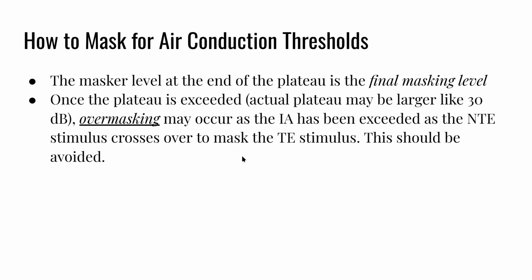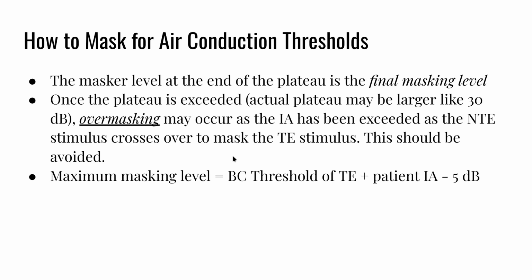The actual plateau may be larger than 30 dB. Once the plateau is exceeded, overmasking may occur as the interaural attenuation has been exceeded and the non-test ear stimulus crosses over to mask the test ear. This should be avoided. The maximum masking level equals the bone conduction threshold of the non-test ear plus the patient's interaural attenuation value, which we do not often know, by the way, minus 5 dB. This is more of a theoretical formula.